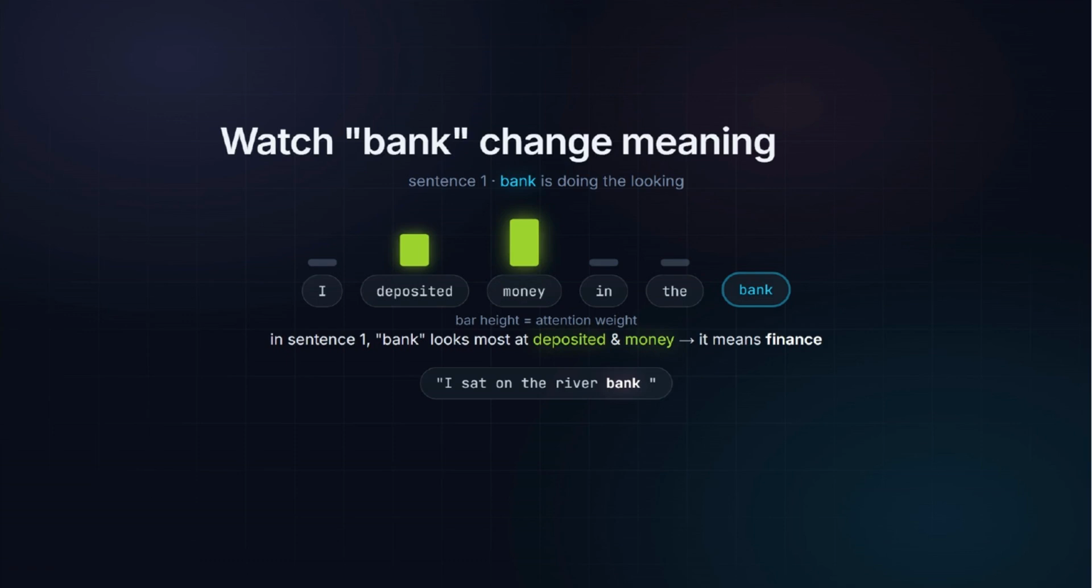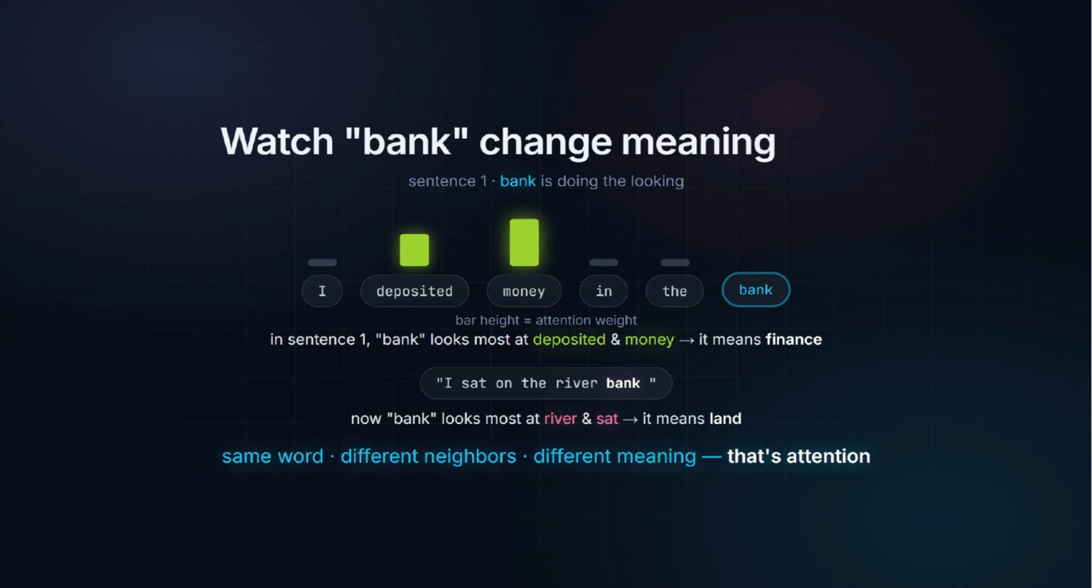Now sentence 2, I sat on the riverbank. Same word, but now the heavy attention lands on river and sat, so bank shifts toward land and water. Same word, different neighbors, different meaning. That dynamic reweighting is the whole idea of attention. Now let's open it up.